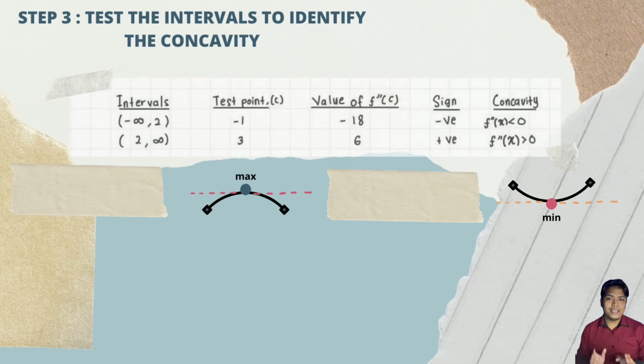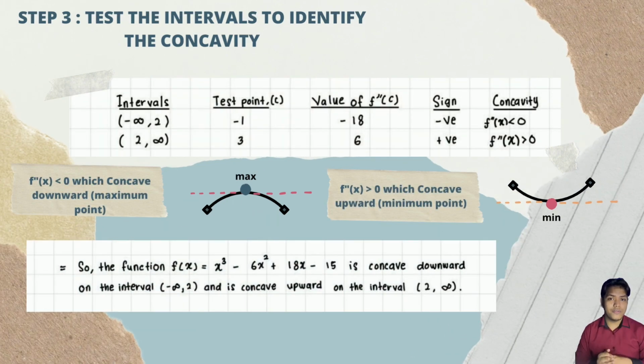Alright, step 3, test the intervals to identify the concavity. We must draw the table like this. The first row we do have interval, second row we do have test point, third row we do have value of the second derivative function and sign, and lastly concavity. Alright, for the first interval, which is negative infinity to 2, we just put negative 1. So we substitute negative 1 into the second derivative function of f. So the value that we will get is negative 18. And of course, the sign is negative. So this means the second derivative function is less than 0.